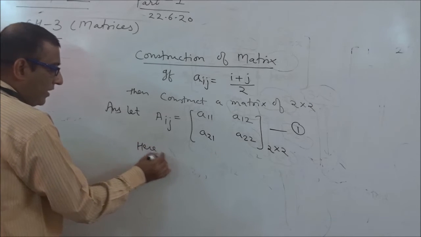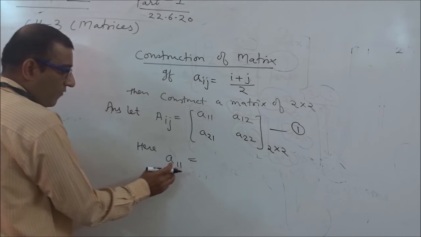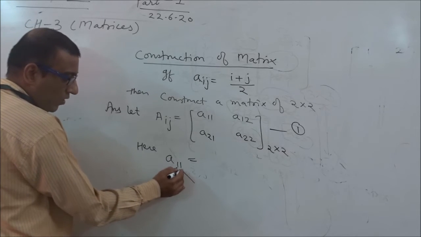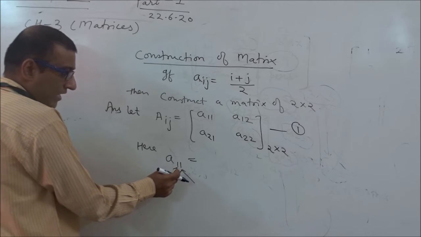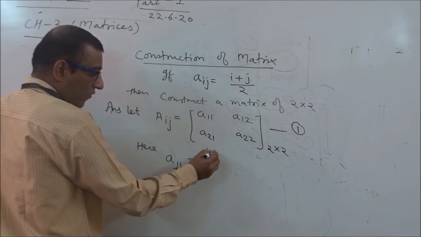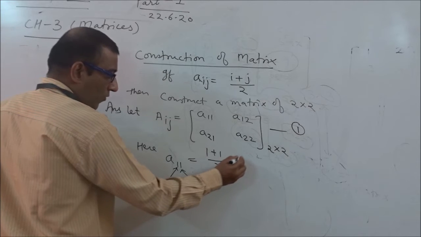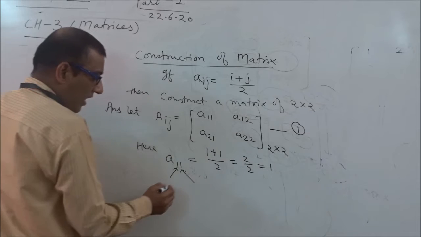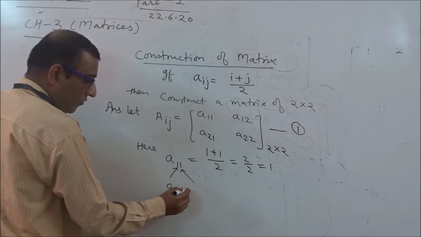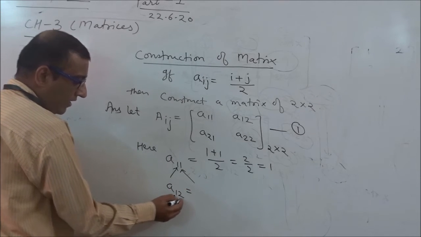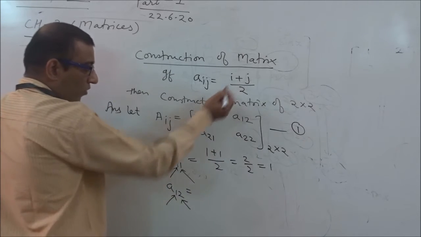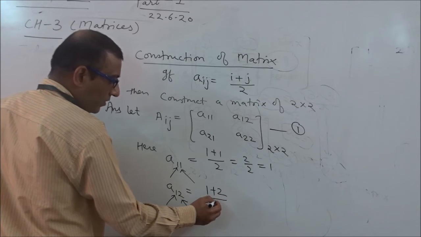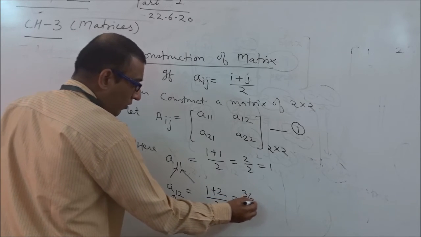First we will calculate A11. It means the value of I is 1 and the value of j is 1. This is the value of I and this is the value of j. Now we will put the value of I and j in this relation. So it becomes 1 plus 1 upon 2. So 2 upon 2 is 1. It means the value of A11 is 1. After this we will calculate A12. It means the value of I is 1 and the value of j is 2. So we will put the values again here. So it becomes 1 plus 2 upon 2. This is your 3 upon 2.